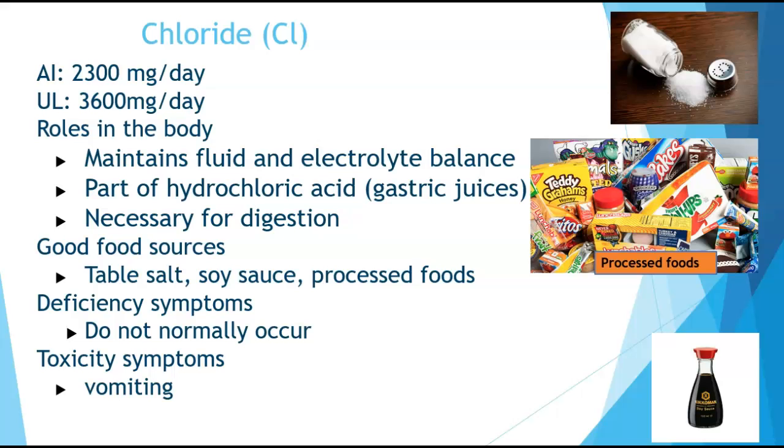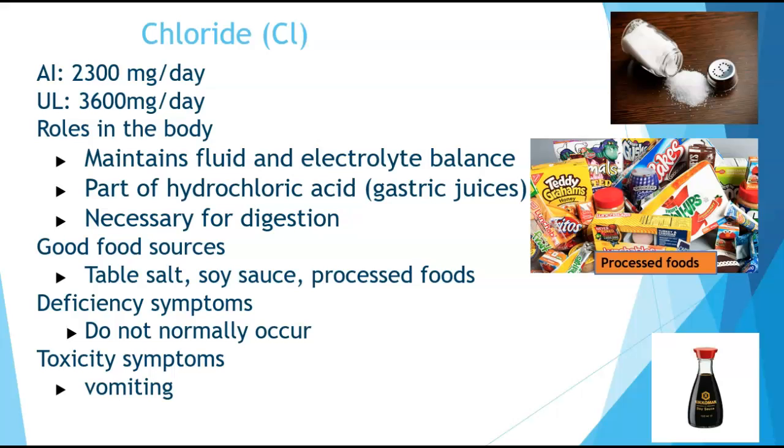The next one is chloride, and these two usually go hand in hand, sodium chloride, because that is table salt. It also has an AI at 2,300 milligrams per day and an upper limit of 3,600 milligrams per day. It too plays a role in maintaining fluid and electrolyte balance, but chloride is also part of the hydrochloric acid that helps digest our foods. So it's found in our stomach and our gastric juices.